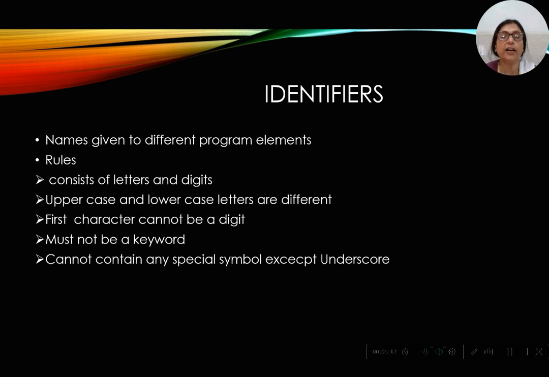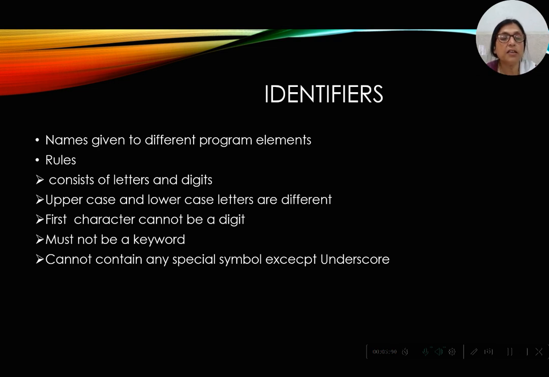Now, identifiers. What are identifiers? The names given to different program elements. Different program elements means your functions, your files, and variables. The names given to these are called identifiers. While you write these identifiers, we have to follow certain rules. These rules we have to learn now.